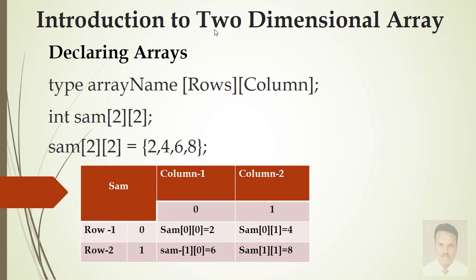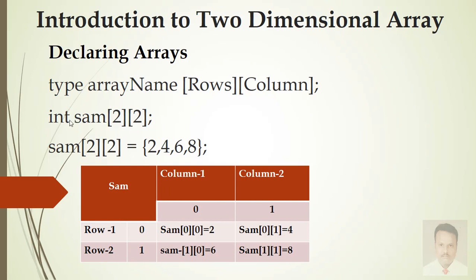What does two-dimensional mean? Here you can see the data type and the array name, and we have two dimensions, that is rows and columns. If you have only rows, it is called a single-dimensional array. If you have rows and columns, we call it a two-dimensional array.